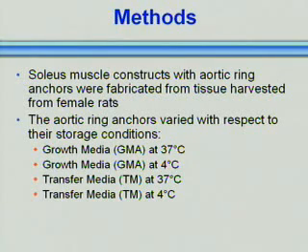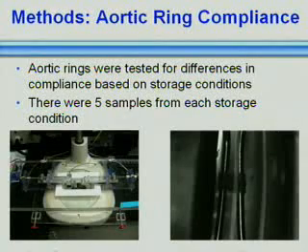Soleus muscle constructs with aortic ring anchors were fabricated from tissue harvested from female rats. The aortic ring anchors varied with respect to their storage conditions. There were two groups in growth media, one at 4 degrees and one at 37 degrees, and two groups in transfer media, one at 4 degrees and one at 37 degrees. The aortic rings were tested for compliance differences based on their storage conditions, and there were 5 samples in each storage group.